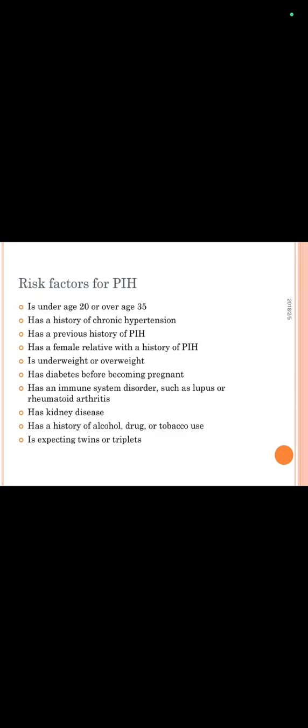Then if the patient has diabetes before becoming pregnant, or immune system disorders such as lupus or rheumatoid arthritis, kidney disease, a history of alcohol, drug or tobacco abuse, or if the patient is expecting twins or triplets, then also the patient is at high risk for pregnancy-induced hypertension. PIH can also come as a short answer question. Hypertensive retinopathy overall can come as a short answer question. If it comes as a long answer question, you also have to mention PIH.